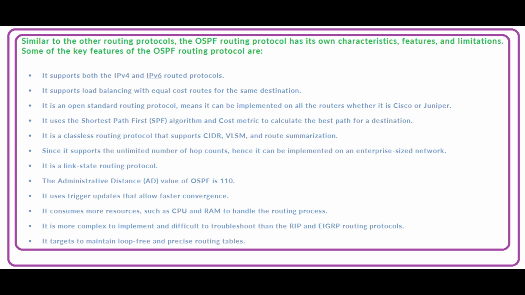It consumes more resources, such as CPU and RAM, to handle the routing process. It is more complex to implement and more difficult to troubleshoot than the RIP and IGRP routing protocols. It aims to maintain loop-free and precise routing tables.